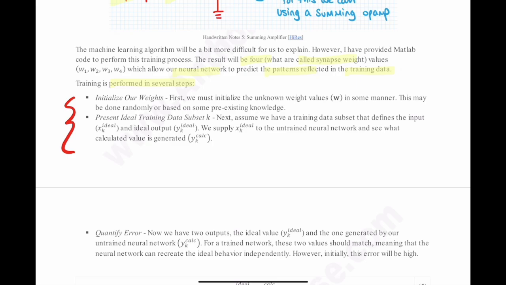So first we have to initialize our weights. We initialize the unknown weight values W in some manner. This may be done randomly or based on some pre-existing knowledge. Then we present the ideal training data subset, K. So we have training data that defines the ideal input and output relationships. Then we supply the ideal inputs to the untrained neural network and see what calculated value is generated.